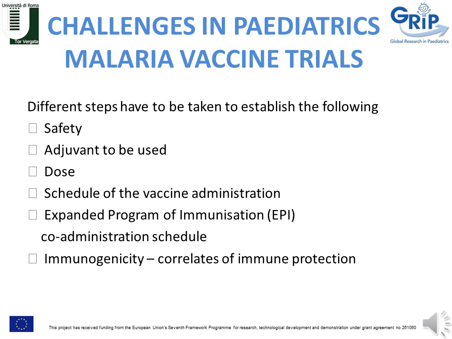Steps have to be taken to establish the following when developing or testing a vaccine. You should establish its safety, the adjuvant to be used, the dose, the schedule of the vaccine administration, the Expanded Programme on Immunization co-administration schedule, and also the immunogenicity. You should determine the correlates of immune protection.